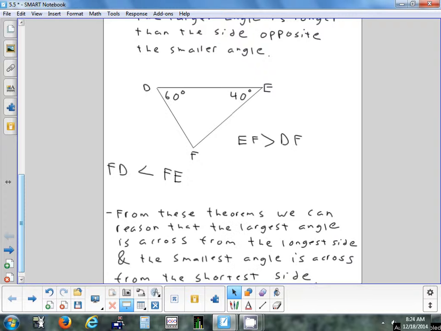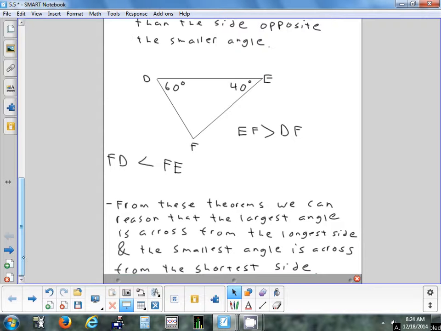So basically, the short summary of both of those theorems is that the biggest angle is always across from the biggest side, and the smallest angle is always across from the smallest side. And the angle that's in the middle is across from the side that's in the middle. We use that fact a lot in trig. Biggest angle across from biggest side, smallest angle across from smallest side.